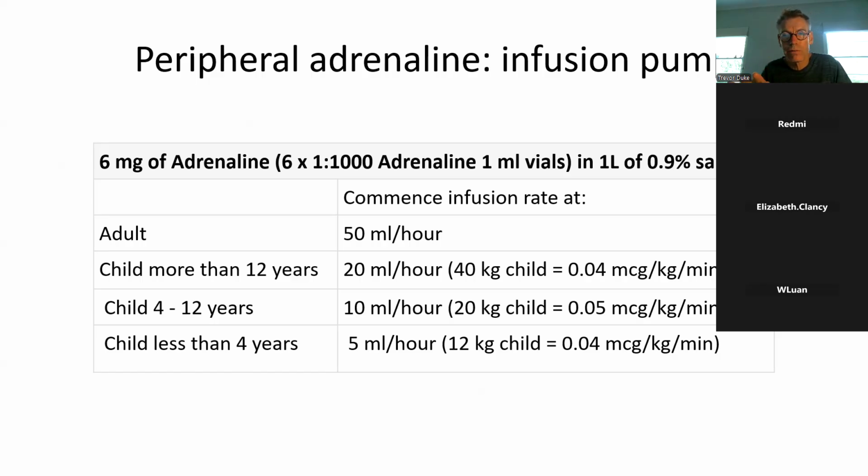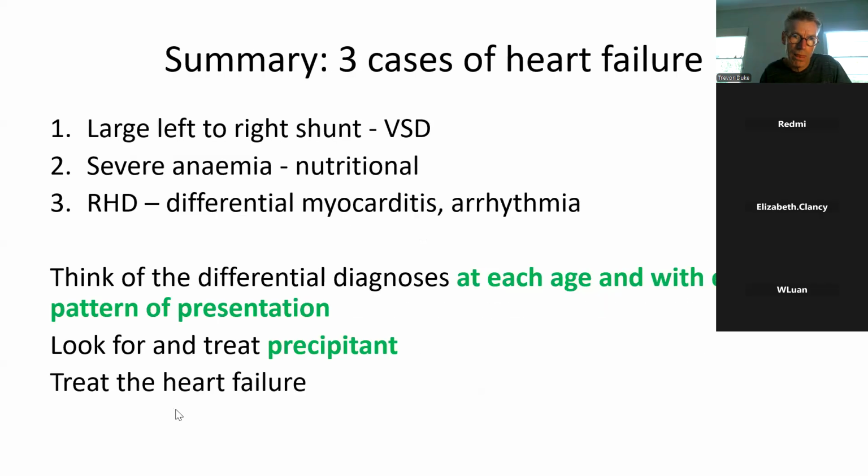But again, as long as you're giving adequate diuresis and correcting the precipitating causes, be it anemia or AF or infection, sepsis, whatever. So today we've talked about just three cases of heart failure, and I've illustrated that the causes and the differential diagnosis are different at different ages with different presentations. Again, I said most of pediatrics is about pattern recognition. The first child had a large left to right shunt. It was a ventricular septal defect with a differential diagnosis of bronchiolitis or a PDA.